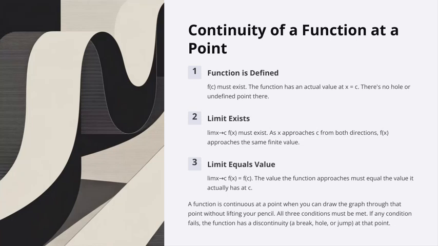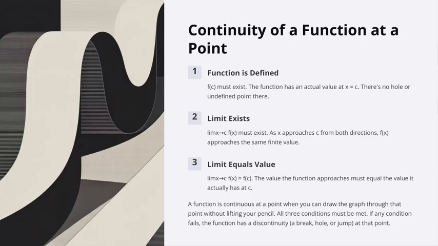Let's talk about what it means for a function to be continuous at a point. First, the function must be defined at that point. That means f of c has to actually exist, so there's no hole or undefined spot at x equals c. Next, the limit of the function as x approaches c must exist. In other words, as we get closer from both sides, the values of f of x should approach the same finite number. And third, the limit as x approaches c has to be equal to the actual function value at c, so the limit as x approaches c of f of x must equal f of c.